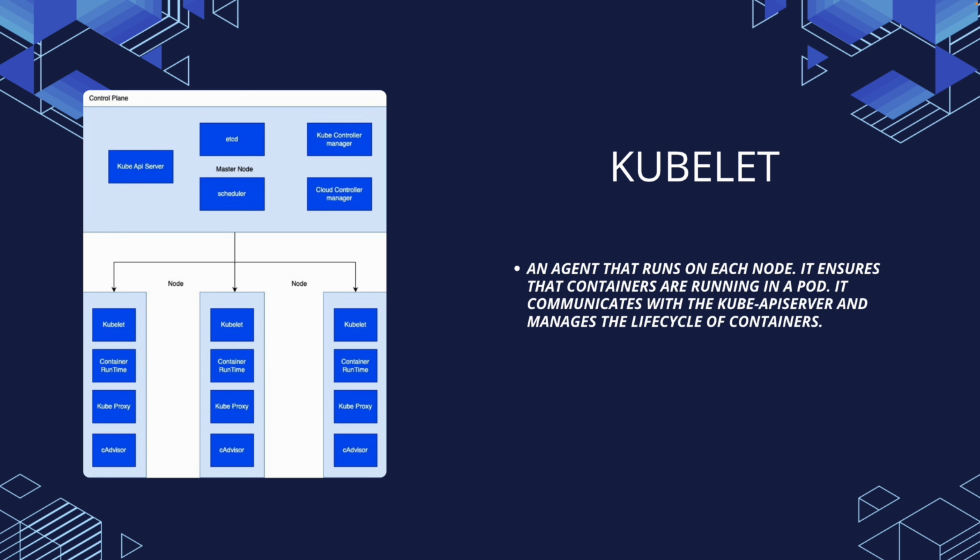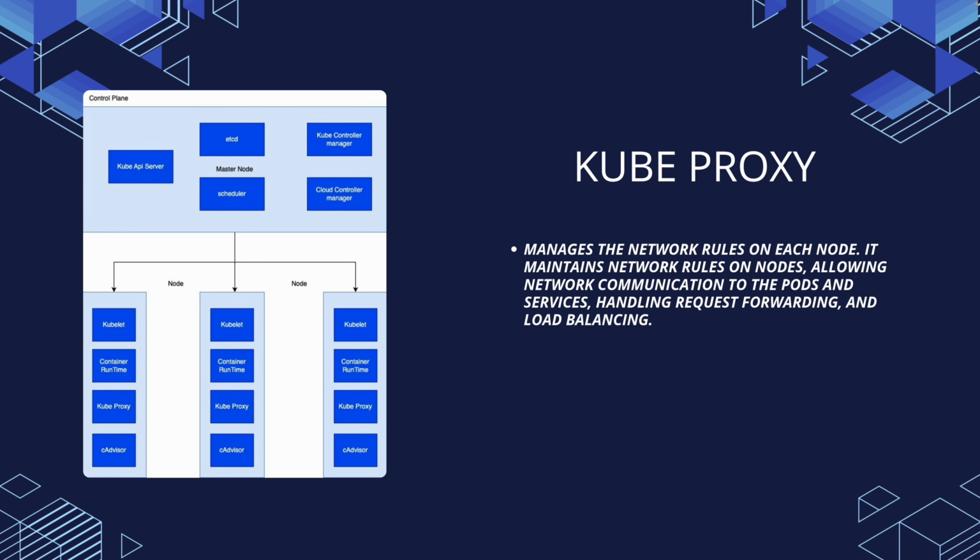Then we have Kube Proxy. Kube Proxy manages the network rules on each node. It maintains network rules on nodes, allowing network communication to the pods and services, handling request forwarding and load balancing.